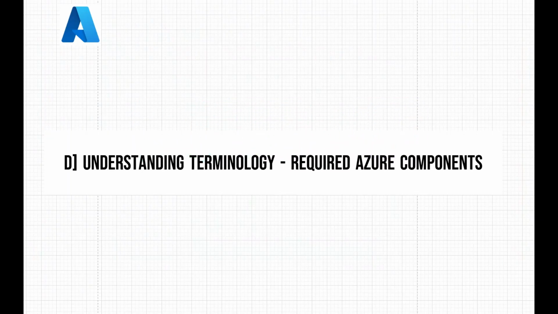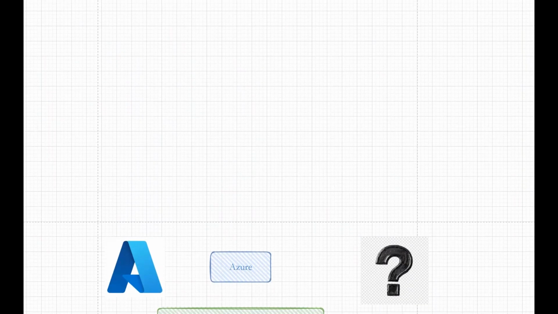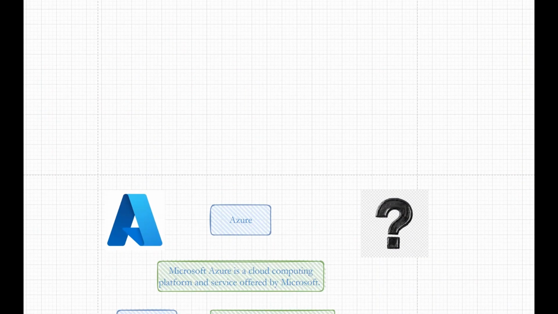Now we will try to see what Microsoft Azure exactly is. Microsoft Azure is a cloud-based computing platform and service offered by Microsoft. It provides a wide range of cloud services, including computing power, storage, networking, databases, analytics, artificial intelligence, and many more. So businesses and individuals can use Azure to build, deploy, and manage applications on a global scale without needing to maintain on-premise infrastructure.